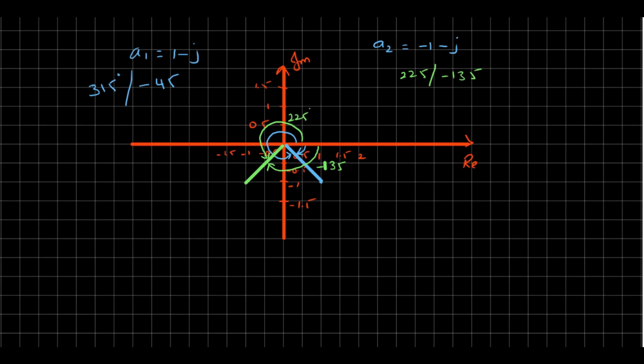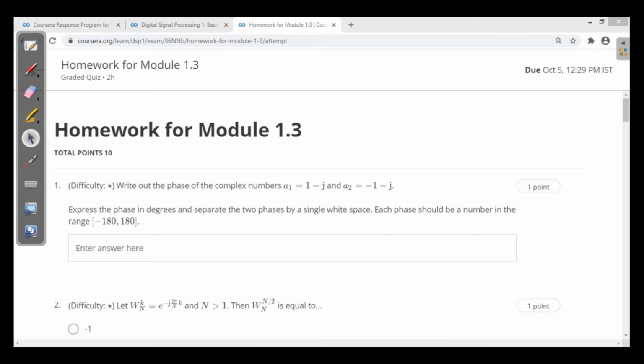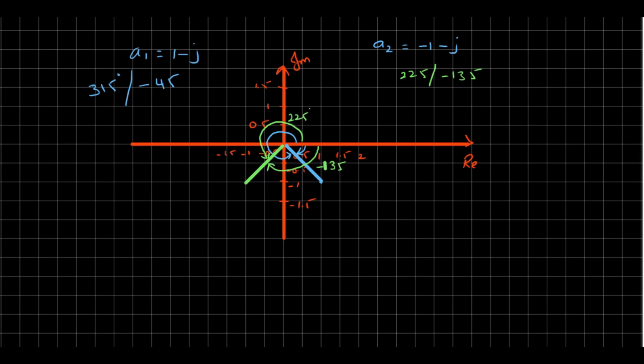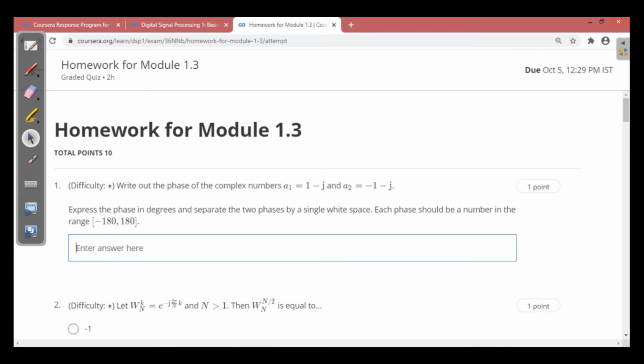They clearly mention that the phase should be in the range of minus 180 to plus 180. So the phase of the first one is minus 45, which is in the specified range, and the second one is minus 135. So you need to write those two: minus 45 space minus 135. These are the phases of the two complex numbers.